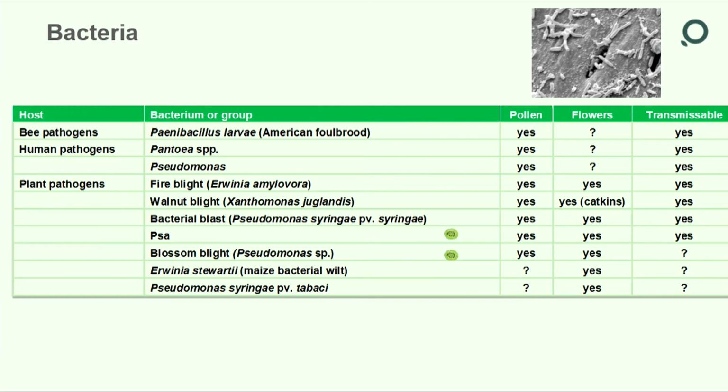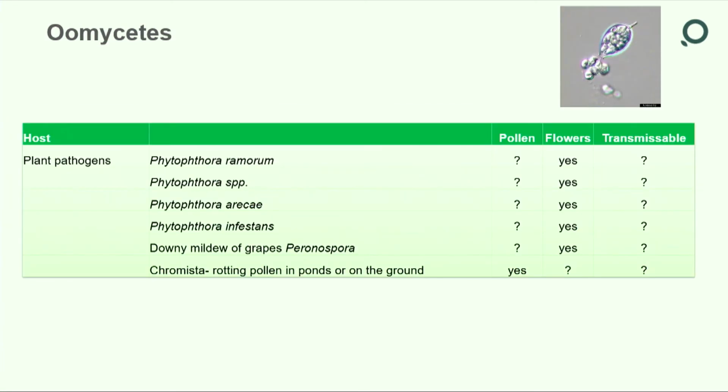And 2 of these bacteria are found on kiwifruit, so PSA and blossom blight. Blossom blight is also known as bud rot, so you might know it by that name.